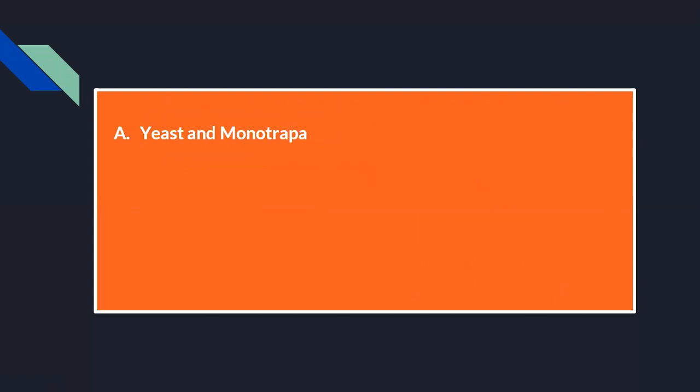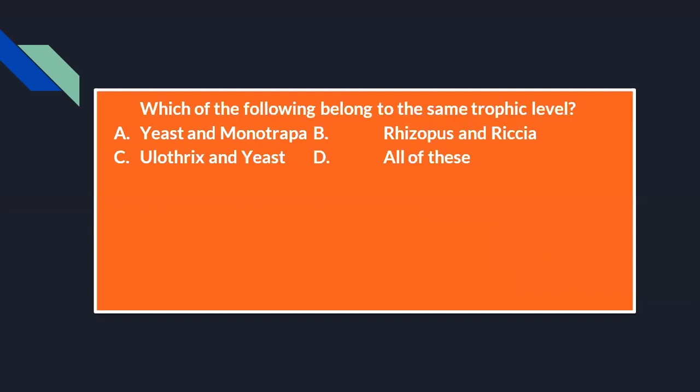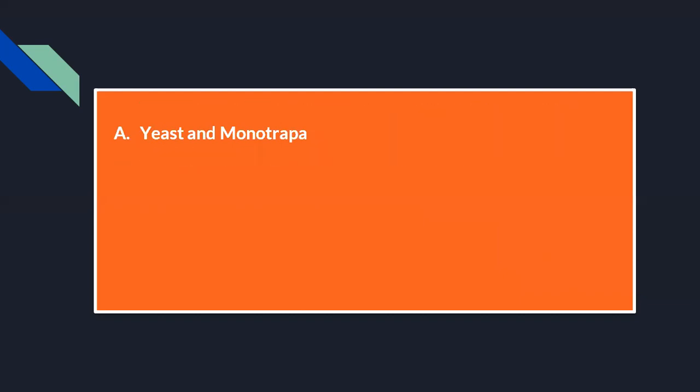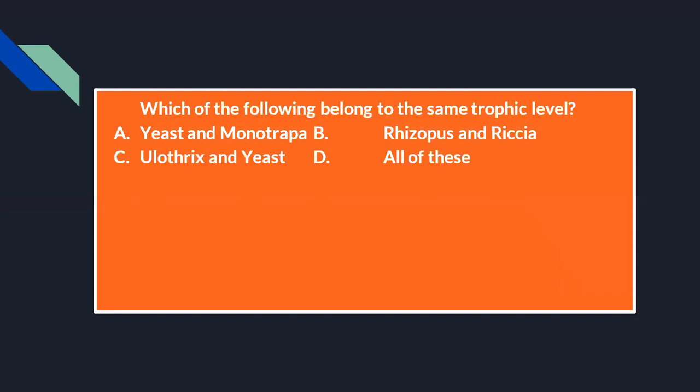Next question, which of the following belong to the same trophic level? Among the given options, option A is correct, that is yeast and monotropa. So yeast and monotropa belong to the same trophic level. A question is left for you: in which trophic level do yeast and monotropa belong? Kindly answer by comments.